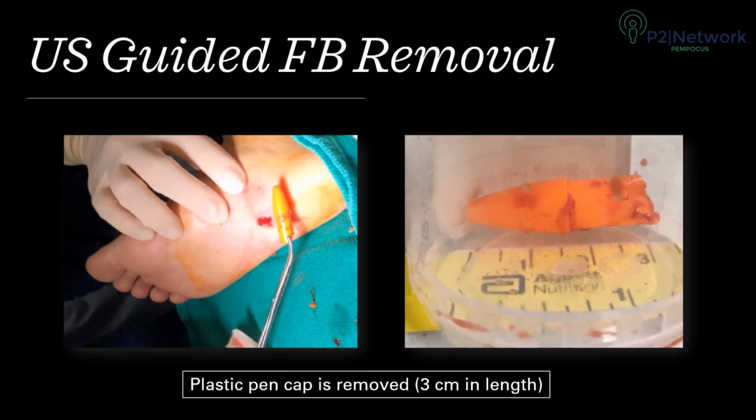The foreign body was identified and removed with forceps. The wound was then irrigated with 400 mL of sterile saline. There were no complications. After this, they had a repeat ultrasound to make sure that the foreign body was out completely.